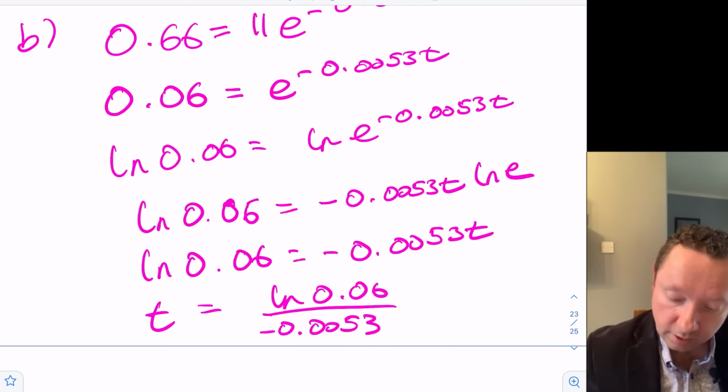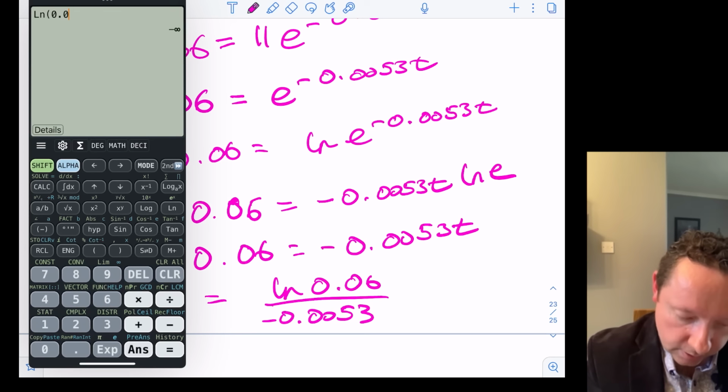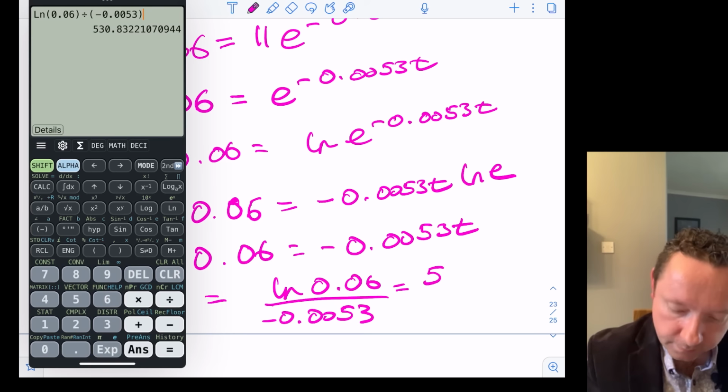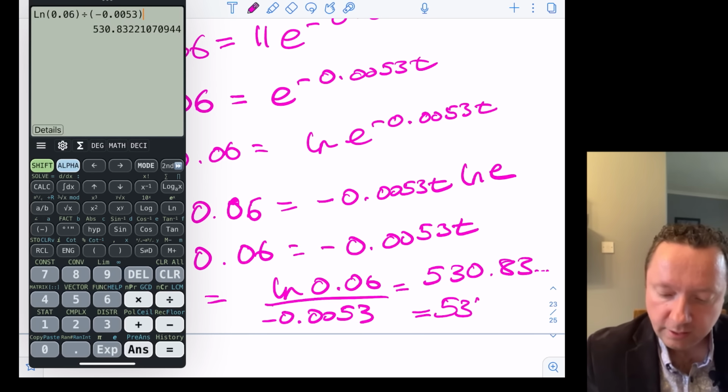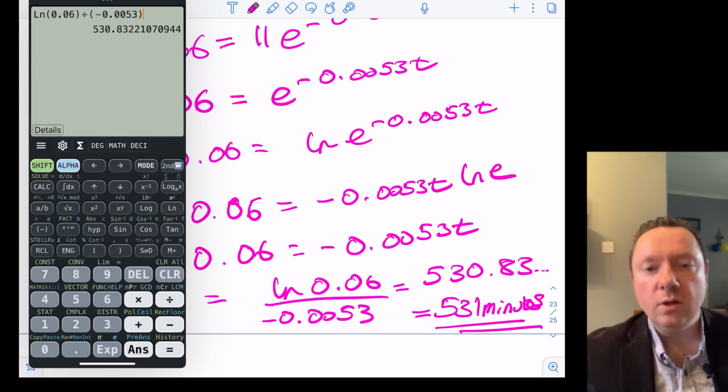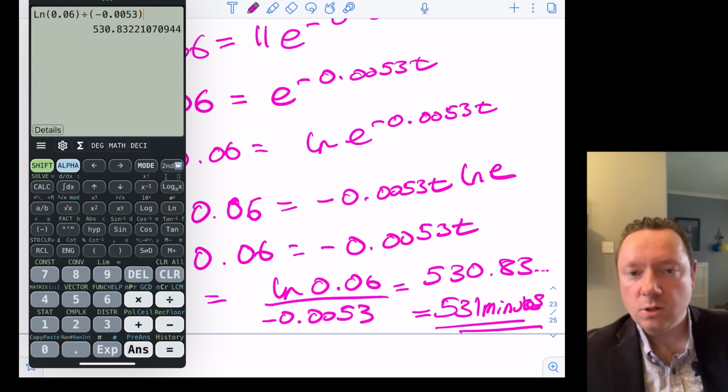So just on the calculator, ln 0.06 divided by minus 0.0053, and we get 530.83 minutes, so 531 or any reasonable rounding, minutes. Make sure you write your minutes. No need to change that to hours and minutes.